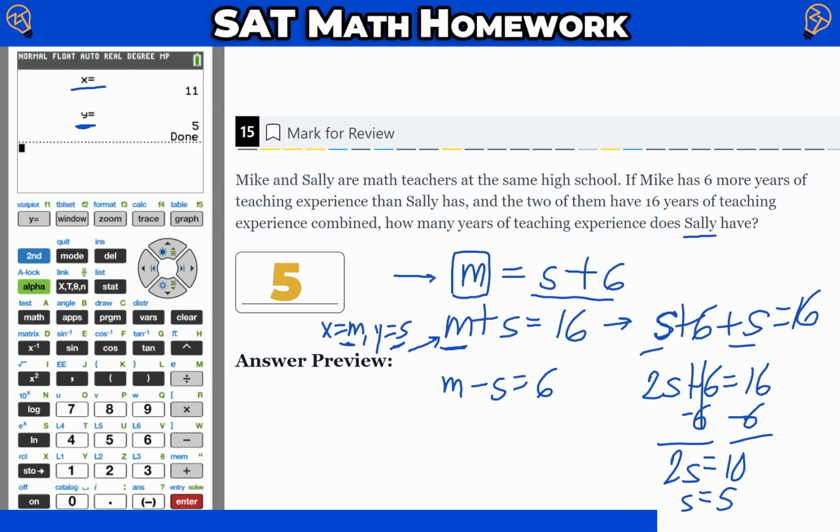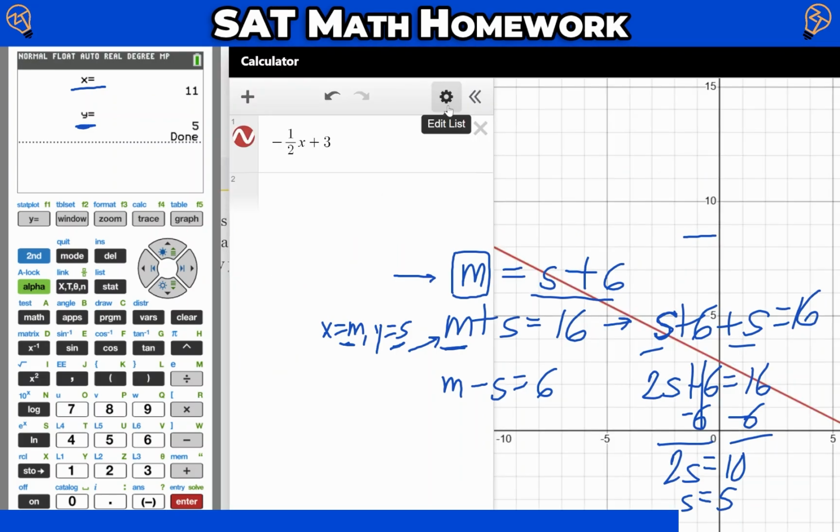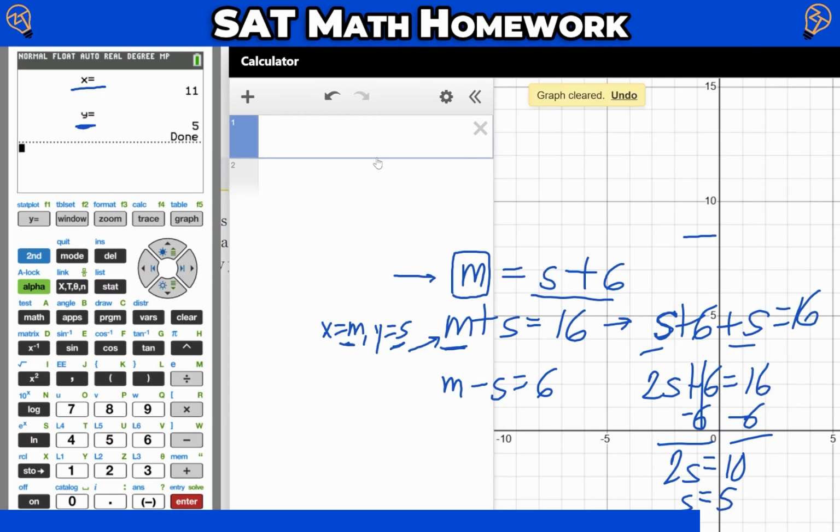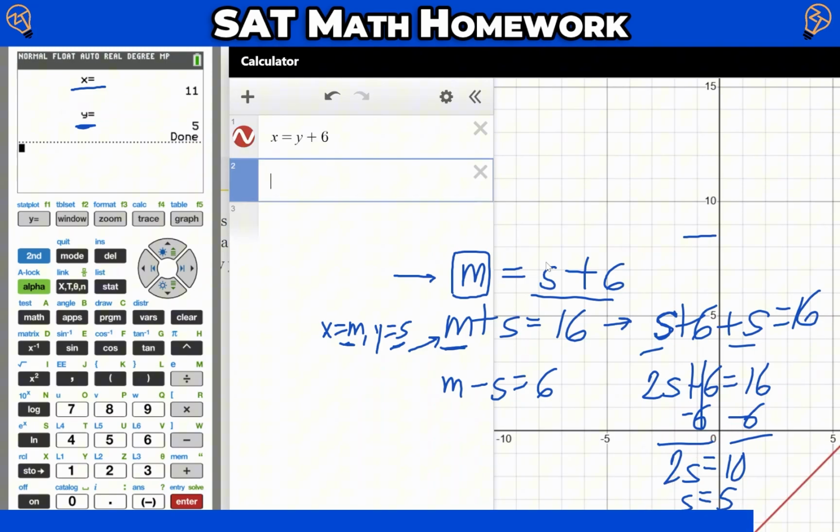And a third approach is we could go to Desmos. In the upper right corner, I'll clear anything that I previously had by clicking the gear icon and delete all. I'm actually going to keep these on here just for easy reference. So instead of m, we already said we're using x. So we'll say x equals y plus 6. And then for the second equation, we could say x plus y equals 16.